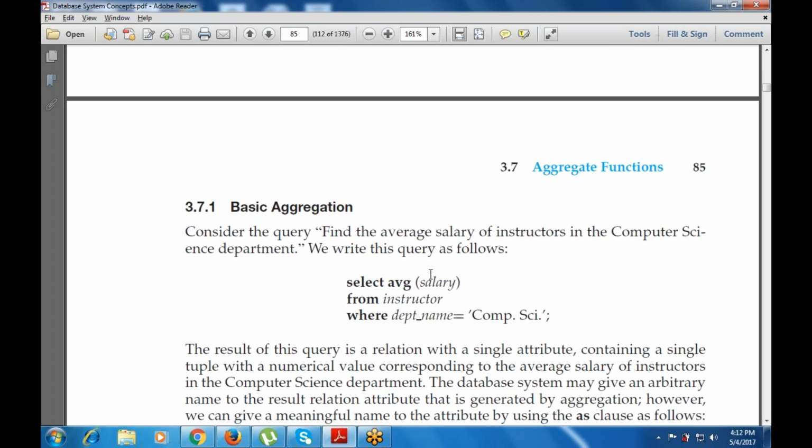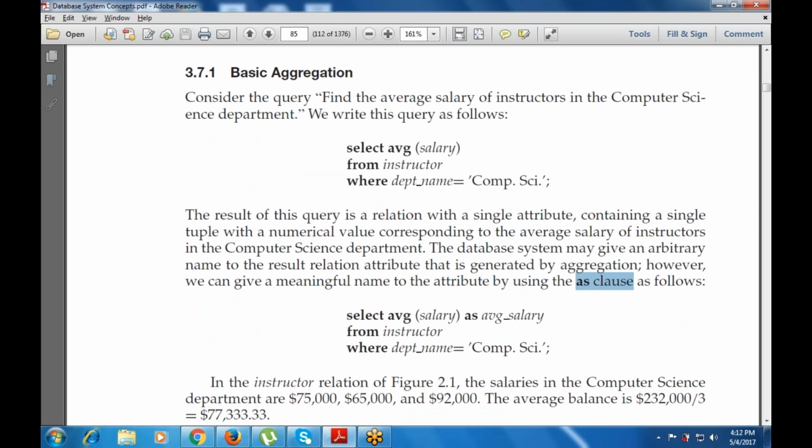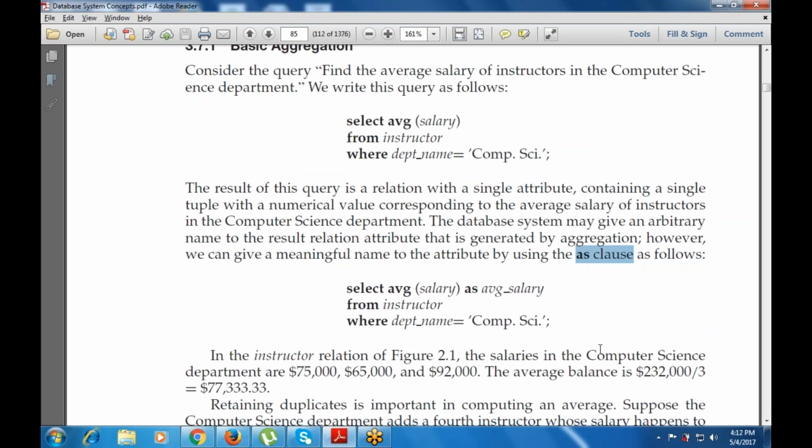In the same way, a database system may give an arbitrary name to the result relation or relation attribute that is generated by the aggregation. However, we can give a meaningful name to the attribute by using the as clause as follows: select AVG salary as average salary from instructor where department name equals computer science. So we are giving the alias name.